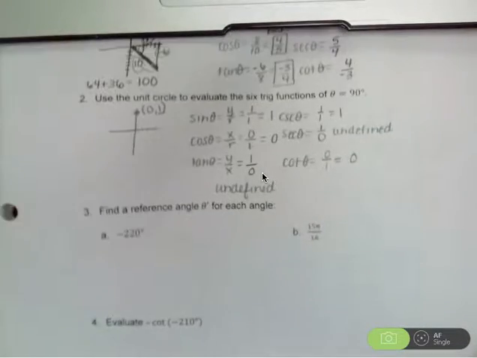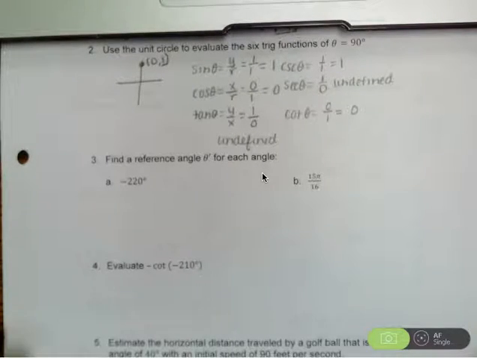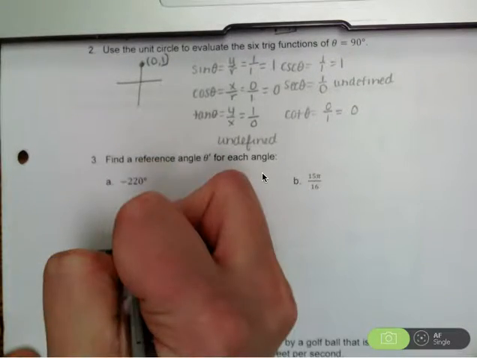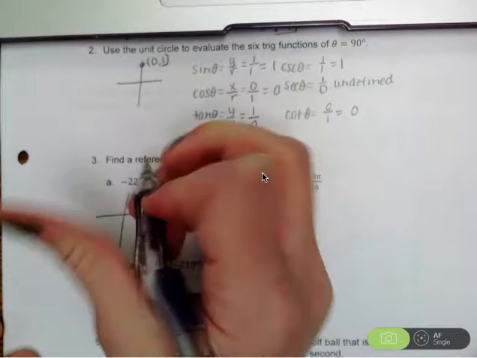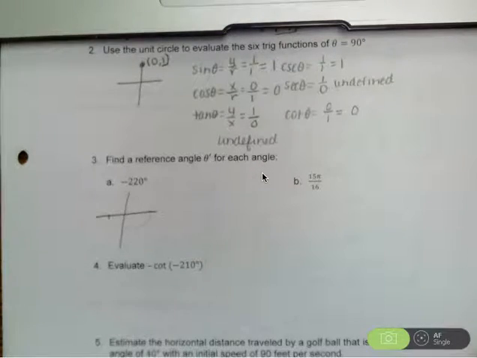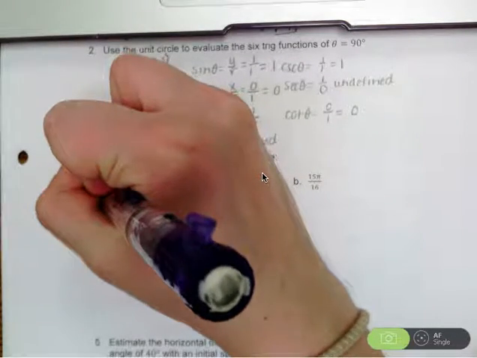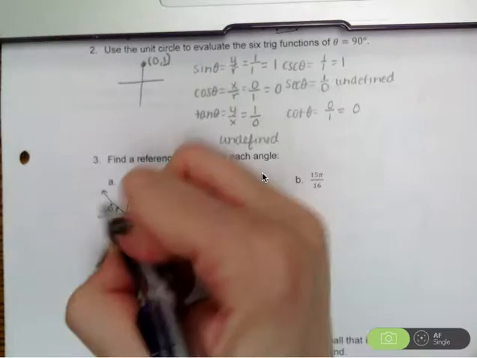Number 3, find a reference angle theta prime for each angle. A reference angle, remember, is just the angle that your terminal side creates with the x-axis. So if I were to graph negative 220 degrees, negative means we're going clockwise. So if I go here, that's 180 degrees. And if we have 180 degrees and we need to get to 220, 220 minus 180 means we need to go 40 degrees more. So this angle right here would be 40 degrees, and that is your reference angle.